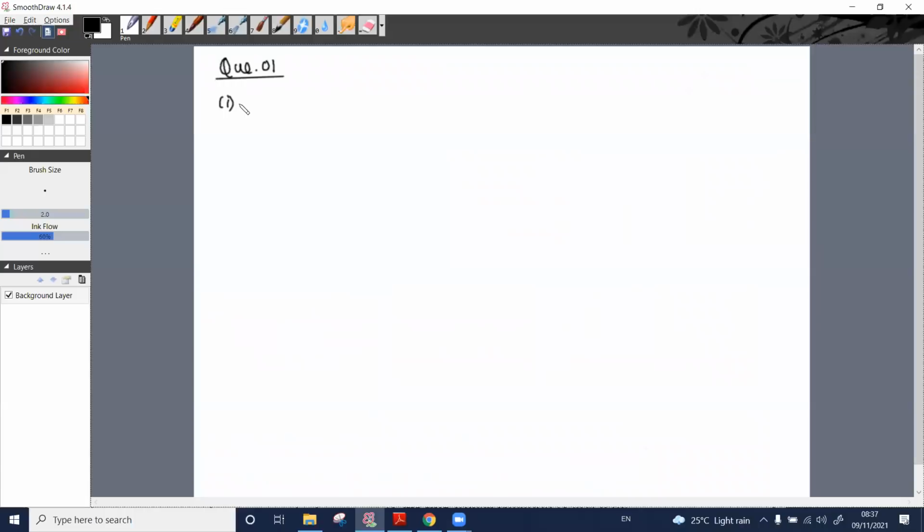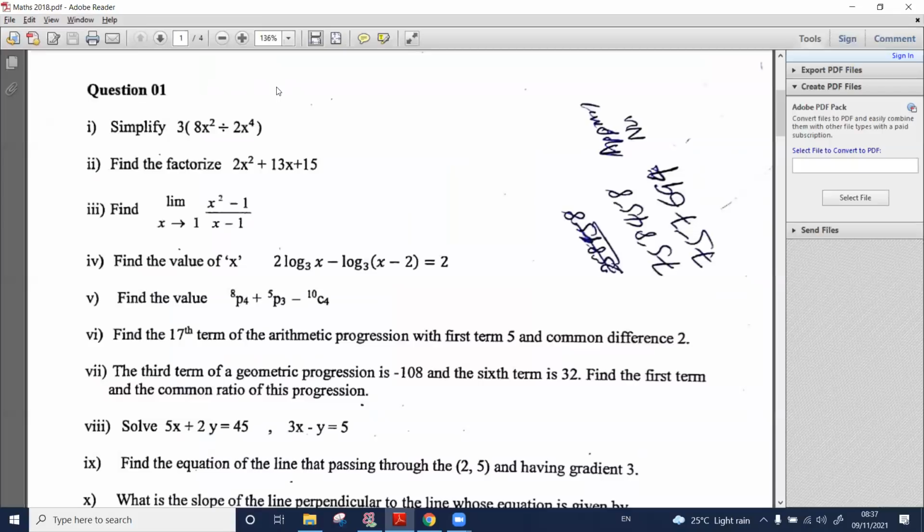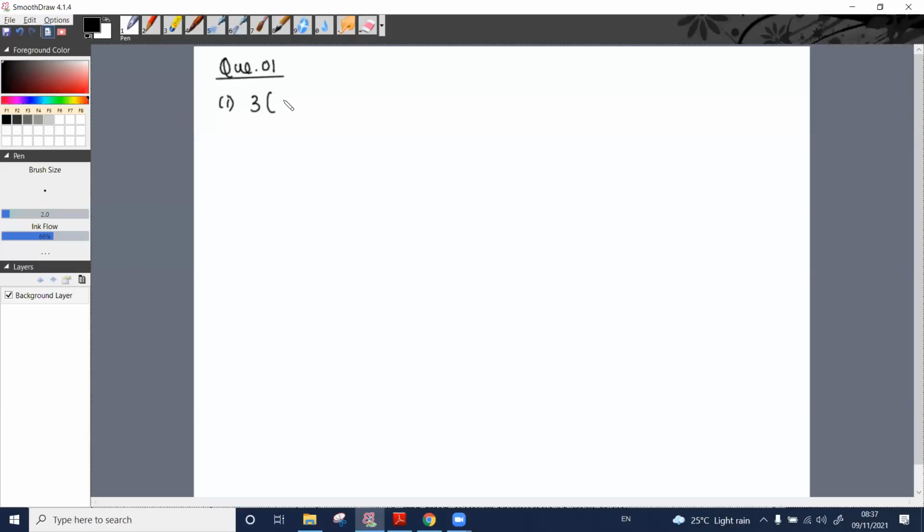3 into 8x squared over 2x to the power 4. Right? Inside the brackets, what do we have? Is it an addition or a subtraction? Within the brackets, what do we have?